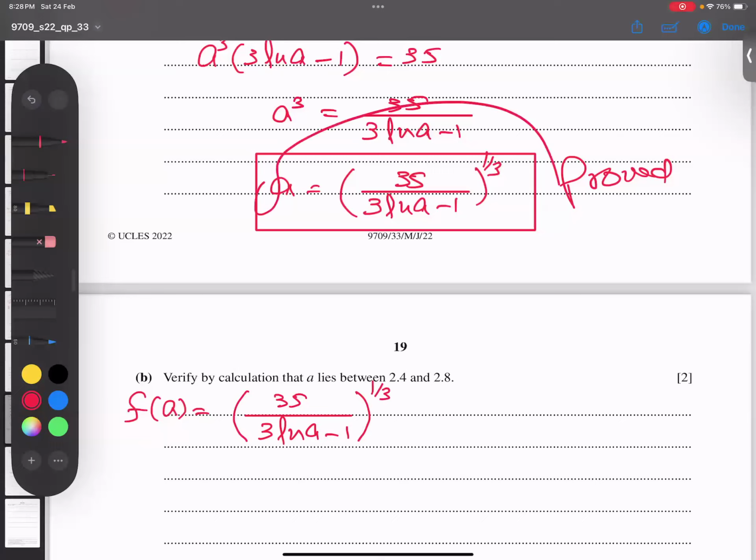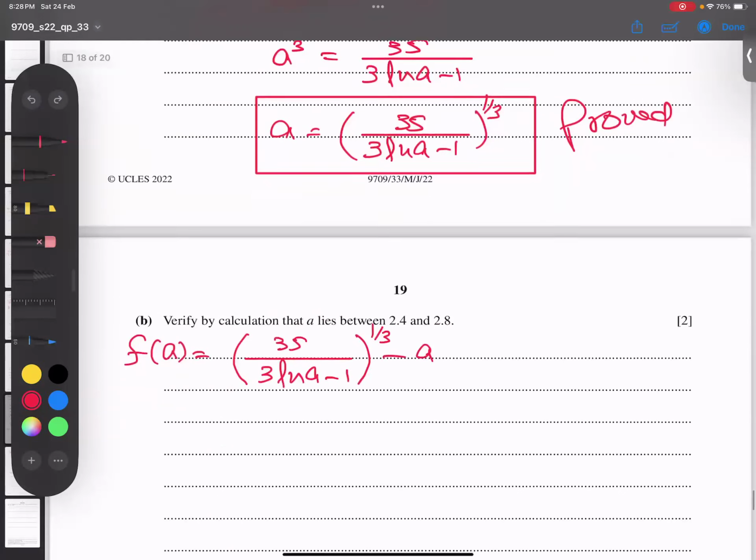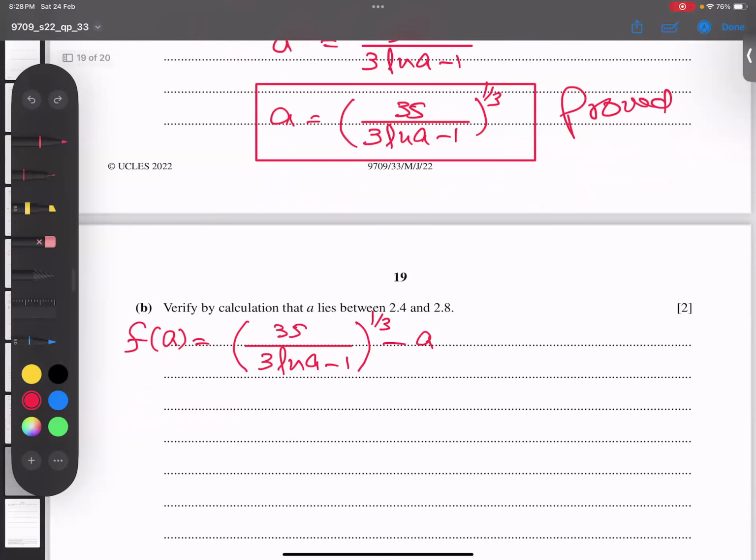So a goes there and becomes negative a. And the whole expression, I give the name f of a. Why f of a? Because a is the variable, that is why f of a. If we had an x here, then it would be f of x. Now, students, what to do? Simple, you will plug in 2.4 for each a value, left and right.